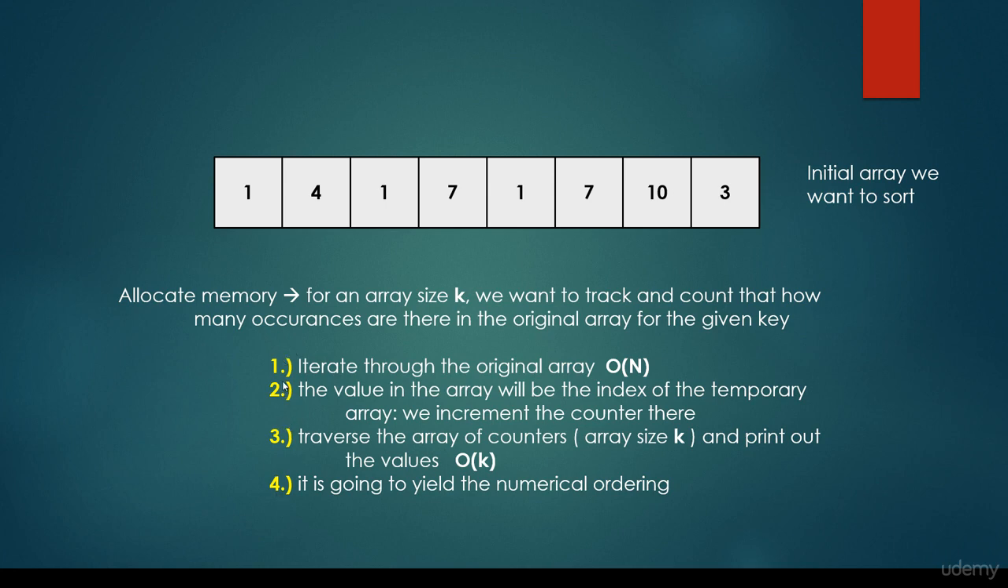So what about the algorithm itself? We iterate through the original array. It takes linear time complexity, not that painful, not that expensive. Then the value in the array will be the index of the temporary array. We just increment the counter there. Then we traverse the array of counters with array size k and print out the values. It will have an O(k) running time. And it's going to yield a numerical ordering.